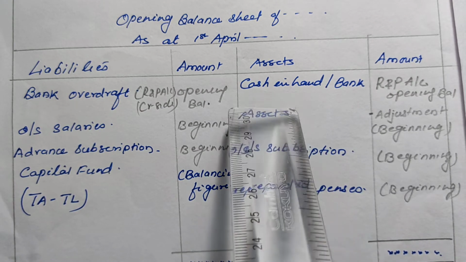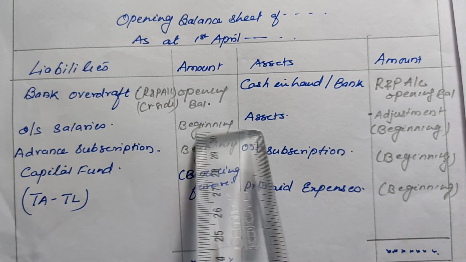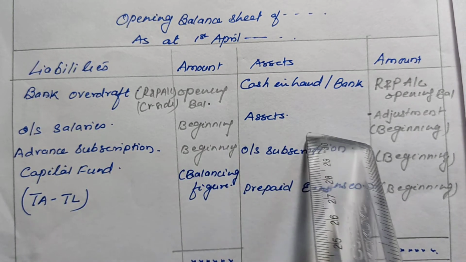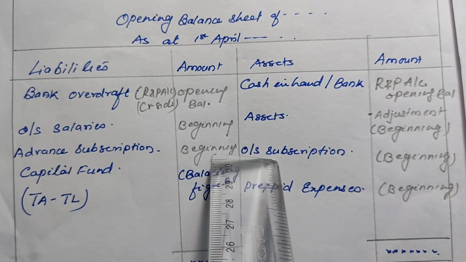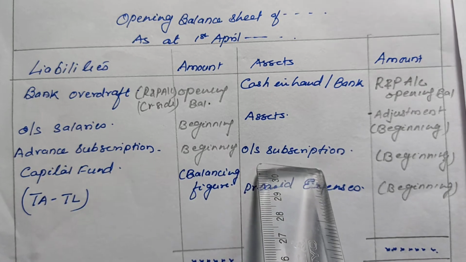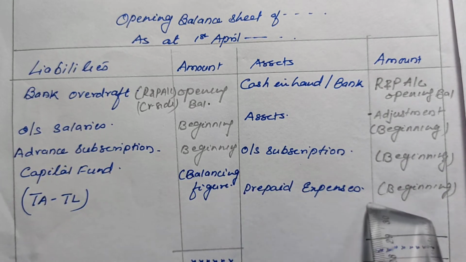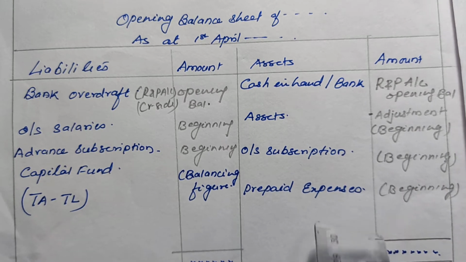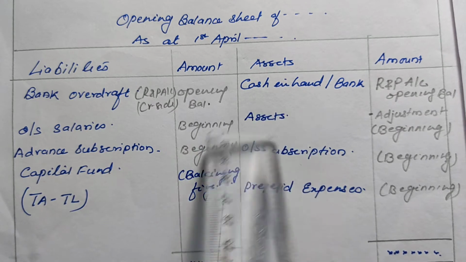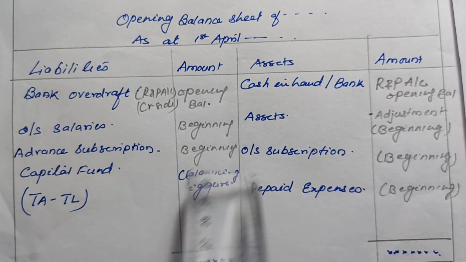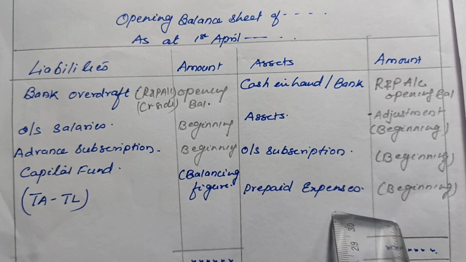So first we'll record cash in hand or cash at bank, then we'll record the assets of the beginning of the year, which will be given to you in the adjustments. Next is outstanding subscription, that also of the beginning of the year, and prepaid expenses, also of the beginning of the year. So on the asset side, what all do we have to write? Cash in hand or cash at bank, assets, outstanding subscription and prepaid expenses, all at the beginning of the year.